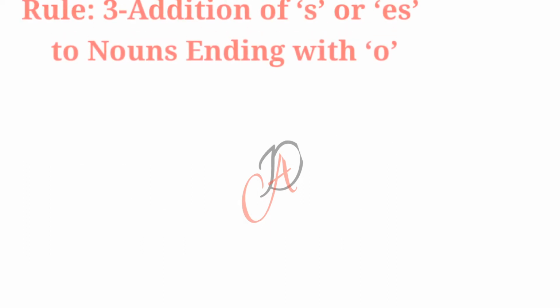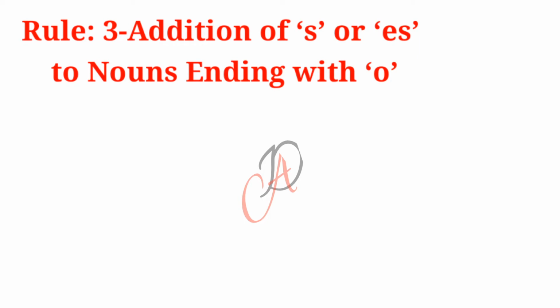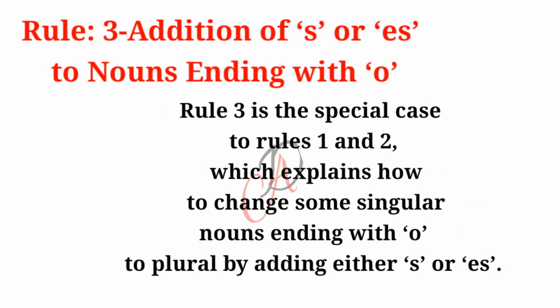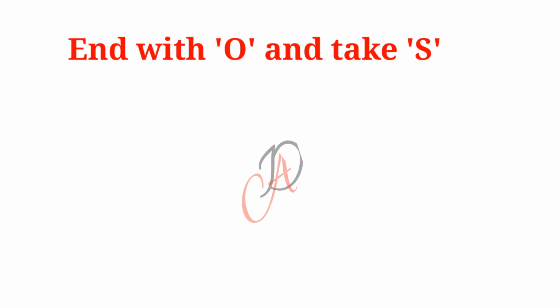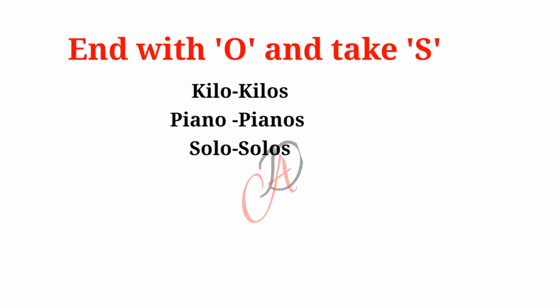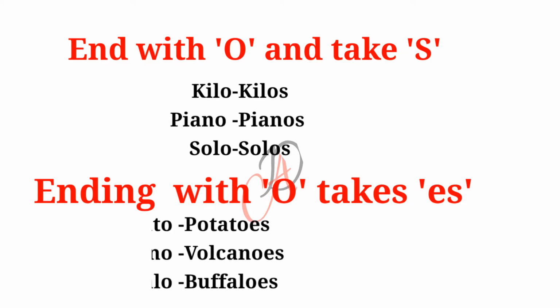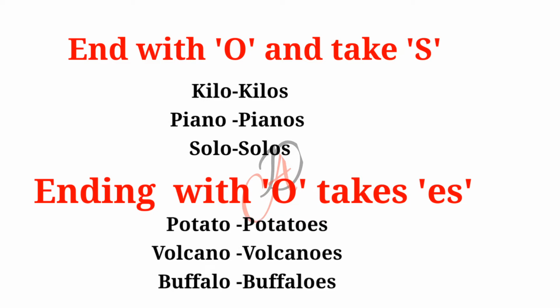Rule number 3: addition of s or es to nouns ending with o. It is a special case to rules 1 and 2, which explains how to change some singular nouns ending with o to plural by adding either s or es. Let's take the examples of nouns which end with o and take s form, like kilo, kilos, piano, pianos, solo, solos. And the examples for the nouns ending with o and taking es to form plural. Example: potato, potatoes, volcano, volcanoes, buffalo, buffaloes.